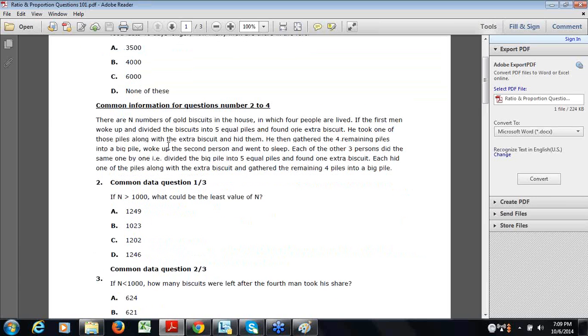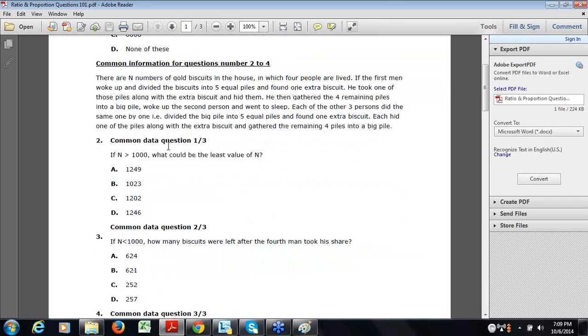Okay, moving ahead to questions number 2 to 4. So we have a common set of data that has been given. So questions number 2 to 4 will use this same data, and we need to find out the values. So let's say I give you around a minute or two. At 7:12 we will review this question.